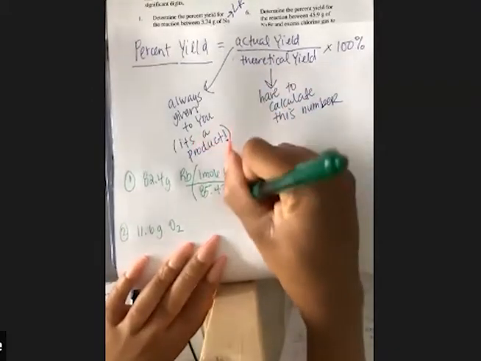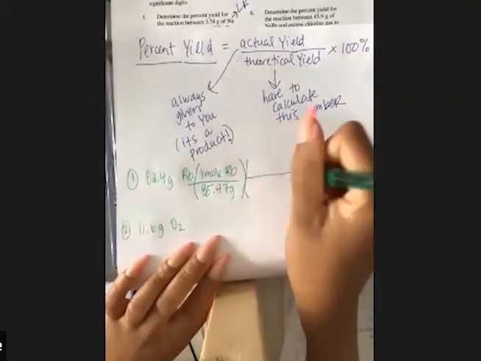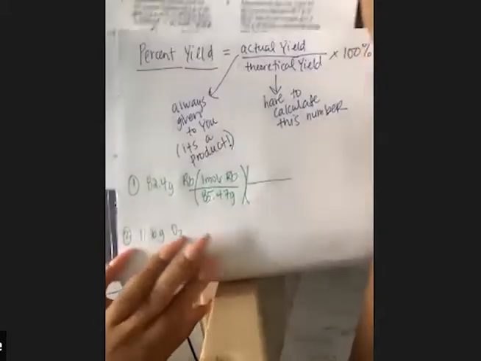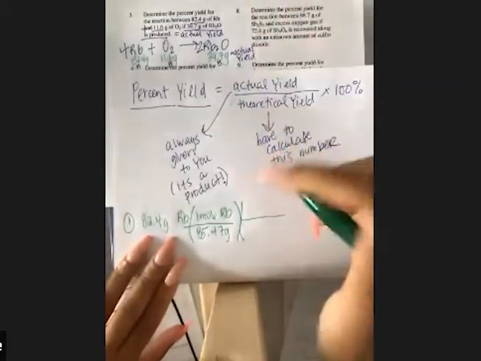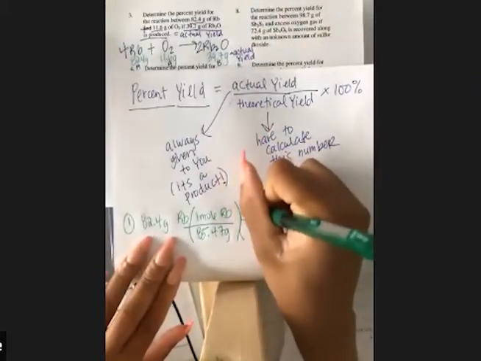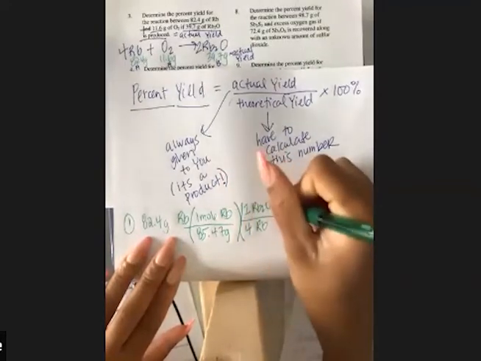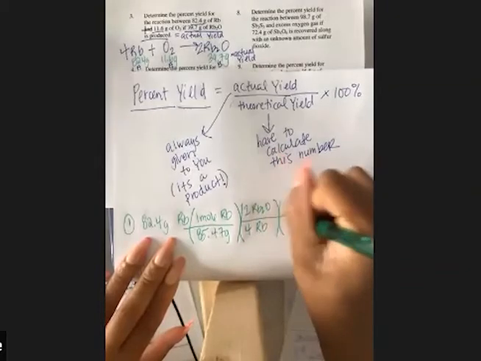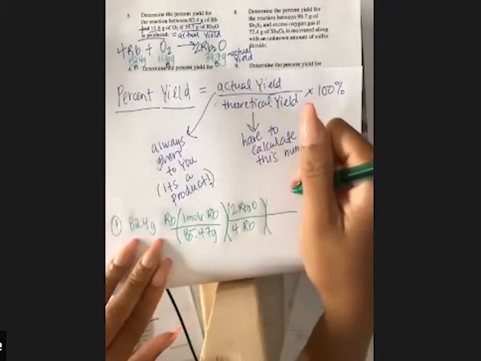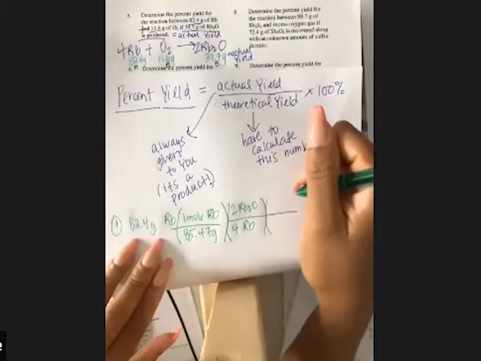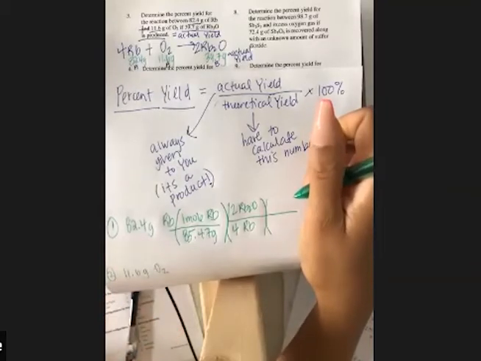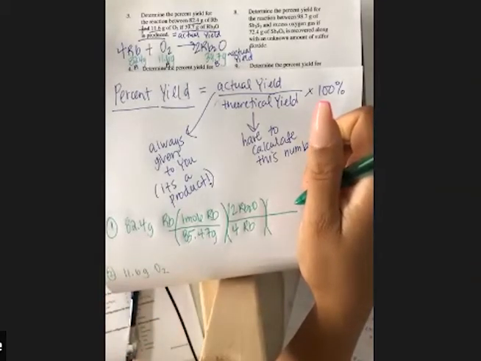All right, so that's my first step. Second step says the mole to mole ratio. What's the mole to mole ratio, guys? 2 to 4. 2 rubidium oxides to 4 rubidiums. And then the last step says the molar mass of rubidium oxide. So somebody calculate that for me and see if we get the same answer.